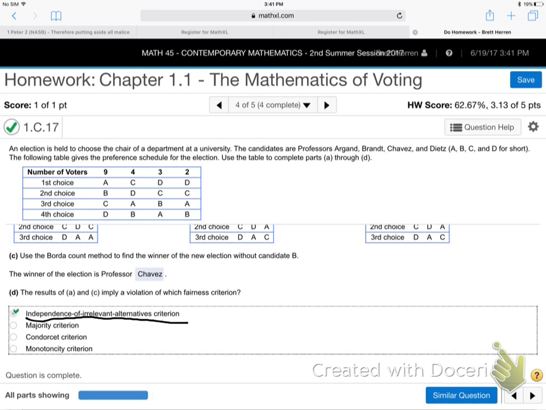That our results should not depend upon that. Our results should be independent from that. It just feels right, that the winner wouldn't change just because the last place person drops out. That feels unfair, doesn't it? And that's what we're basically saying.